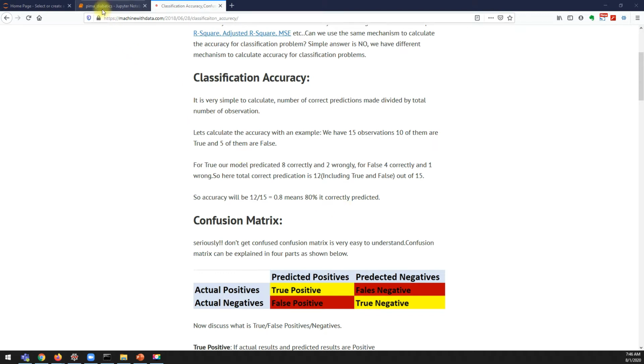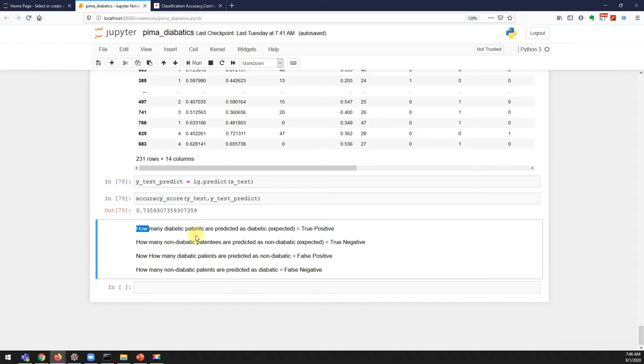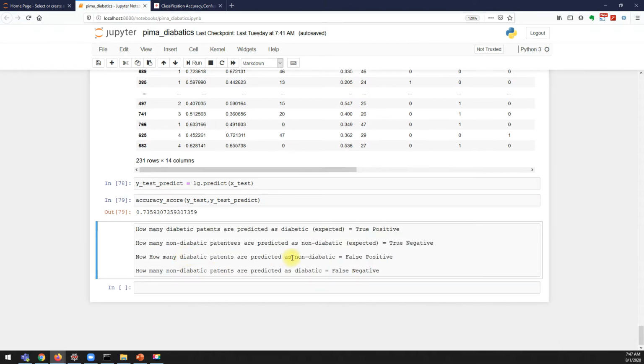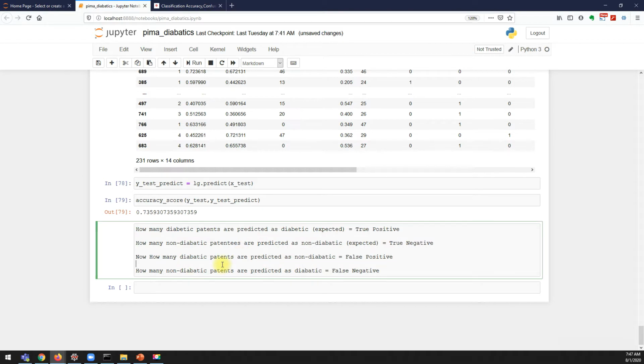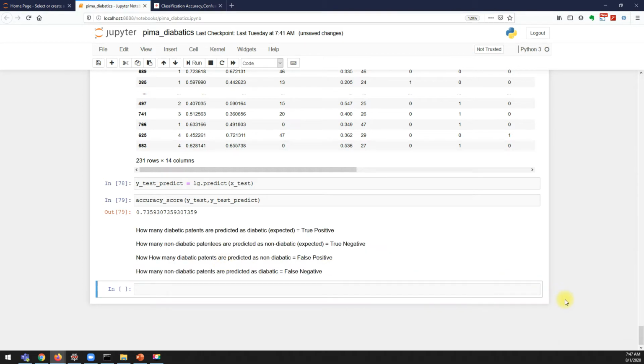But we have lots of questions. Like, how many diabetic patients are predicted as diabetic, how many non-diabetic patients are predicted as non-diabetic, diabetic as non-diabetic, and non-diabetic patients as diabetic? So we have to know how to find the percentages or weightages of these individual problems.